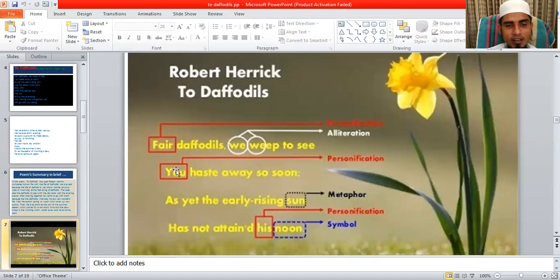You know, "you" is used for human beings. Here "you" is used for the daffodil flower. The poet never uses the word "it" as a pronoun for the flower, but uses "you." So this word indicates that the poet uses personification. In this way you can try at home to find out the literary figures.